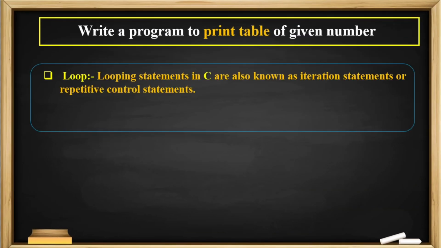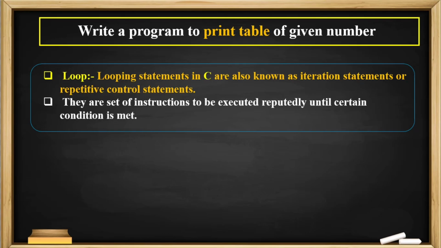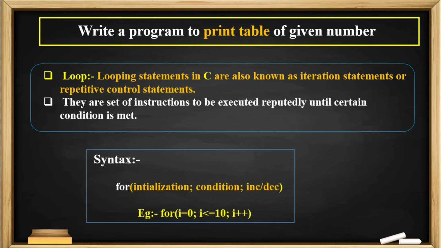We know that looping statements are also called iterative statements or repetitive control statements. They are basically a set of instructions executed until a certain condition is satisfied. Syntax of for loop is as shown. It has three parts: initialization, condition check, and increment or decrement operator. Example for loop is as shown here.